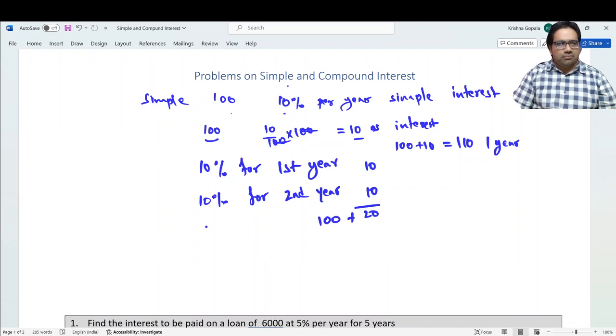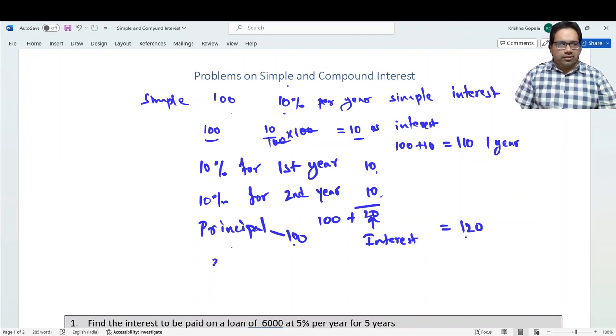What we have taken is called principal. Principal means the original amount that we have taken. That is 100. This is called interest. And the total amount that we have to repay is 120 rupees if we have taken it for 2 years at the rate of 10% per year simple interest. After 2 years, we have to repay the original 100 plus 10% each year, 10 and 10, total 20.